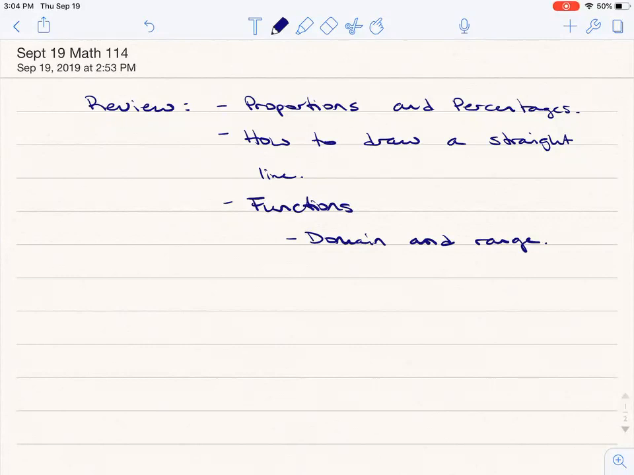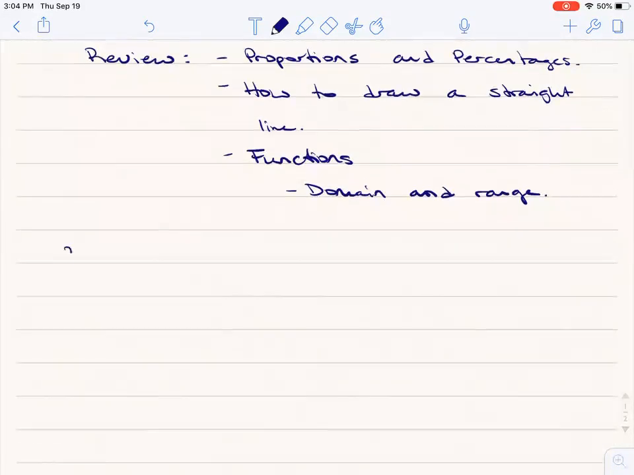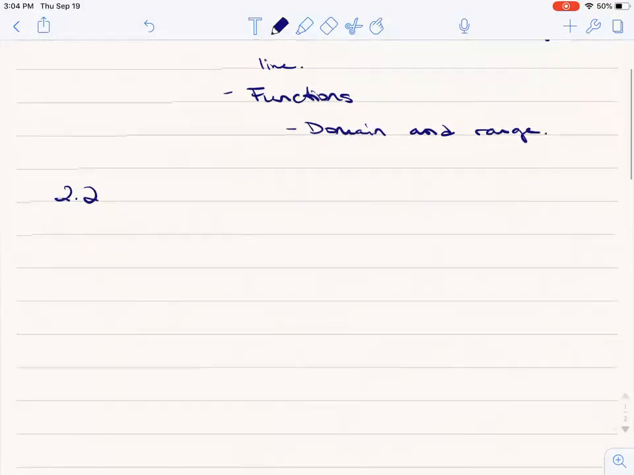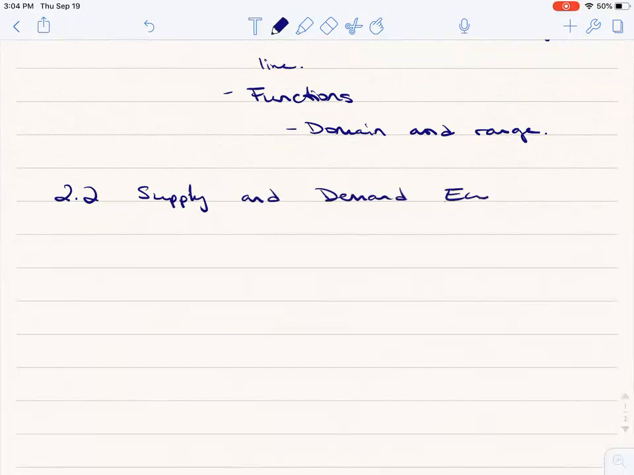So today we're going to start section 2.2, which is supply and demand economics, which you've likely seen in other courses, right? Or at least kind of heard someone mention. So let's get that down here. So supply and demand economics.